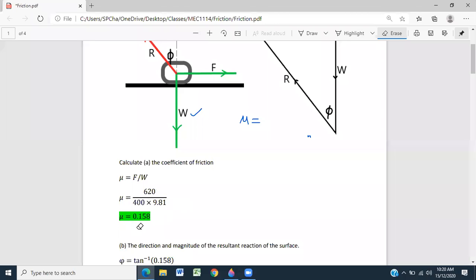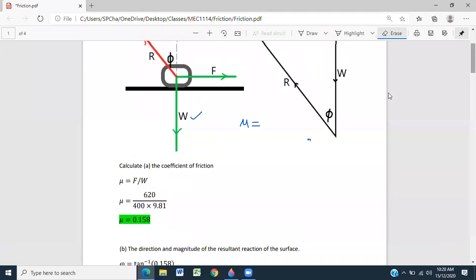So no need to write anything here. Just write down the answer. Okay, and you can check this back on your own time. It should be right though. All right.